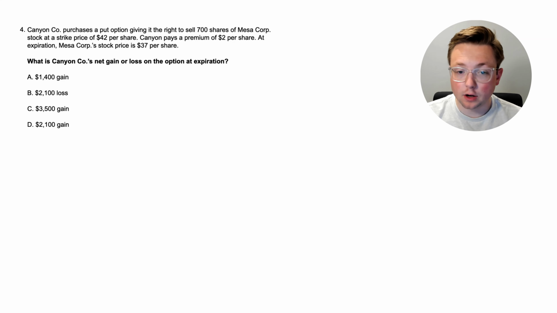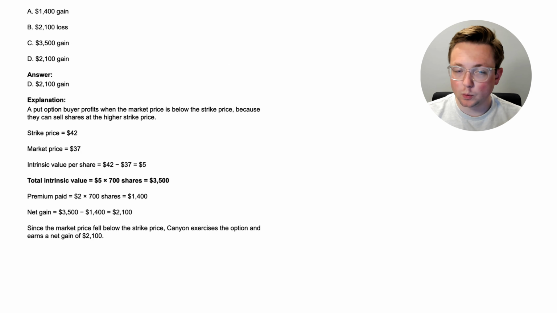So again, will Canyon Co. have a net gain or loss on the option? Now this is a put option. This is something we've seen in question 3. Think through what we just learned, think through this, and when you're ready, come back, we'll look at the answer together. All right, here we are. The answer is D, $2,100 gain.